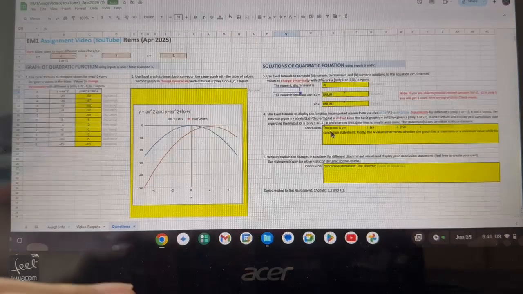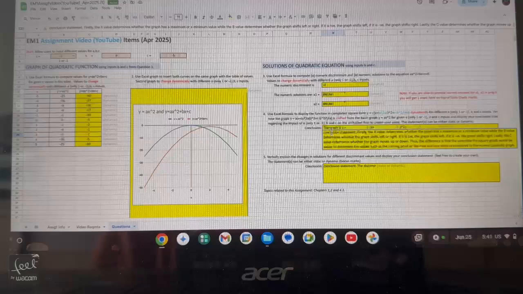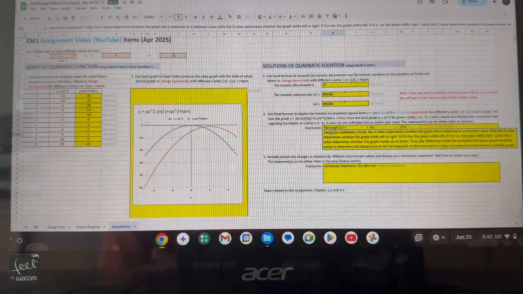So my conclusion is that the a value determines whether the graph has a maximum or minimum value, while the b value determines whether the graph shifts left or right. If the b is positive, the graph shifts left. If the b is negative, the graph will shift right. Lastly, the c determines whether the graph moves up or down.